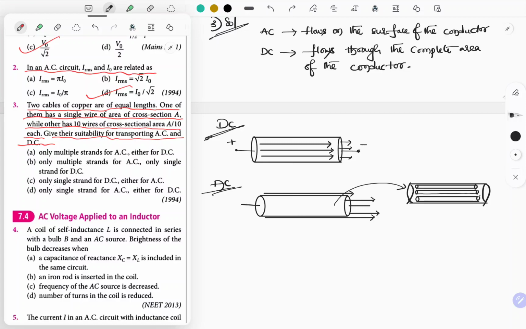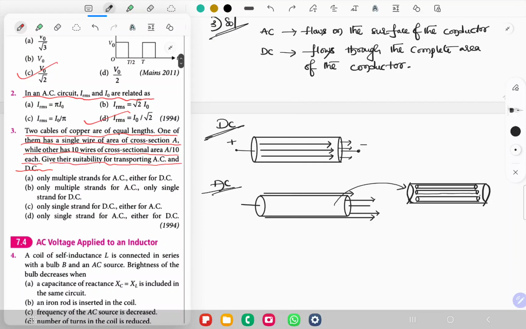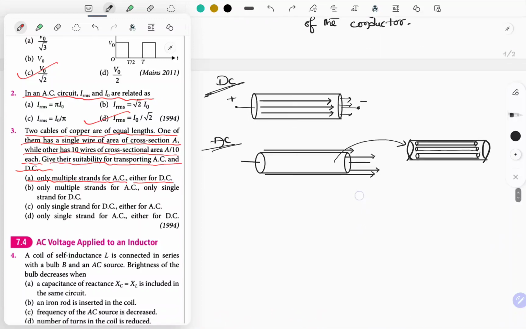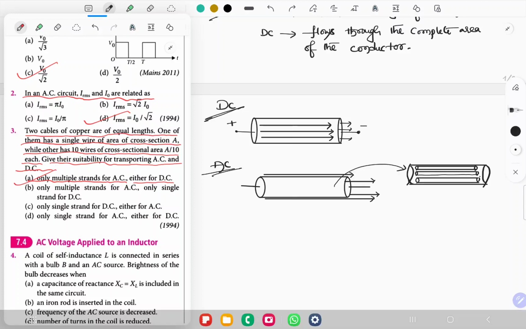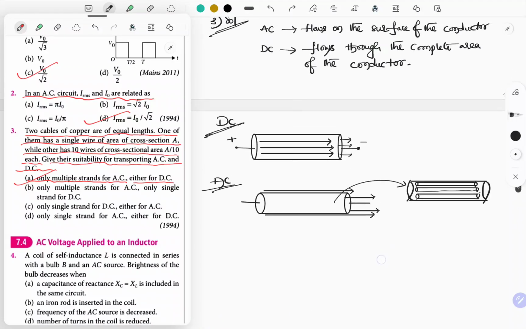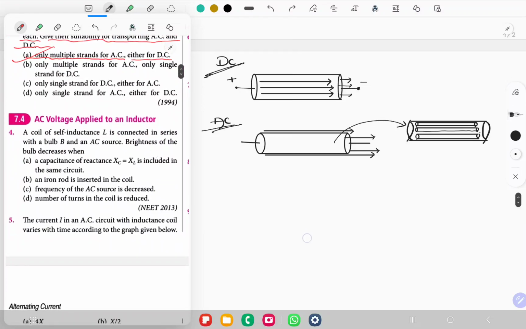Which option matches? Option B is correct, I guess. No, option B. Yes, here it is. Only multiple strands for AC. Either for DC, yes, we can use anything for DC because DC flows through the complete area of cross section, right? So you can use both of them. But in the second case, multiple conductors are useful only for AC. So which option matches? Option A is the correct answer. Understood? As DC flows through complete area of cross section, you can use any one of them. Let's move on to the next topic.